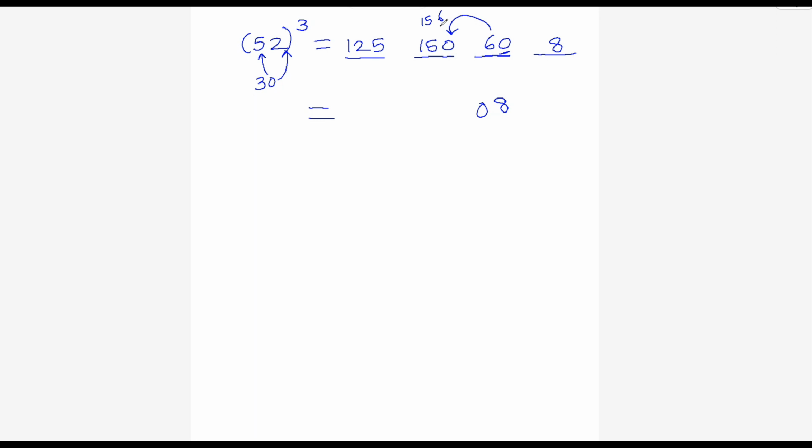156. Again, only the unit place to be written here. 6. And we left with 15. Add it with the next digit or next place, which gives you 140. So as there is no more number, write that as the final answer. So 52 cubed is 140,608. Such a big answer, we got it in few seconds.